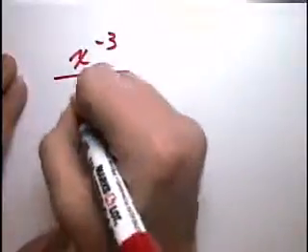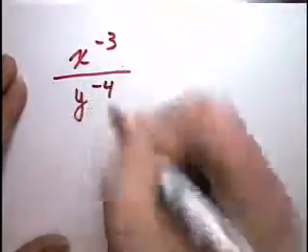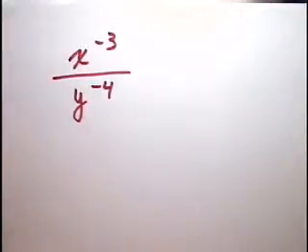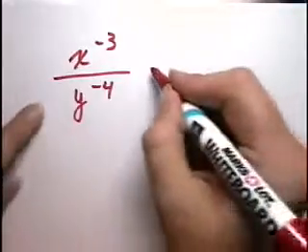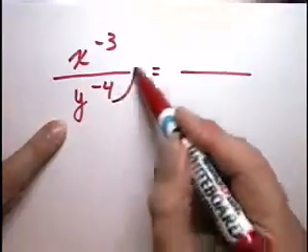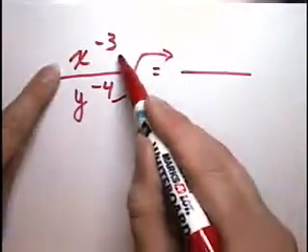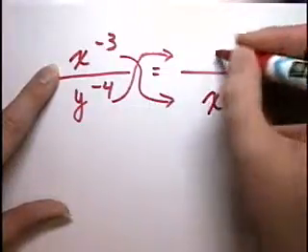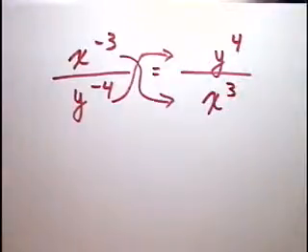Let's look at another example then. Let's say that I have x to the negative 3 over y to the negative 4. If I want to make this problem so that it has positive exponents only, what I need to do is rearrange my values that have a negative exponent, like this negative 4 would have to come up on top, and this negative 3 would have to come down here. So then I'll have x to a positive 3, y to a positive 4.